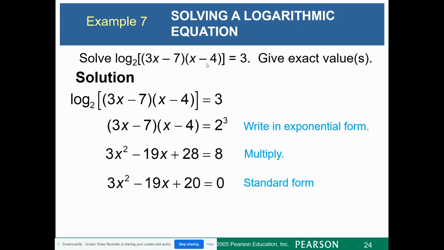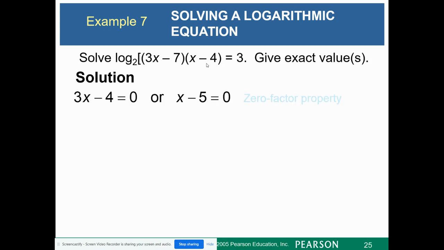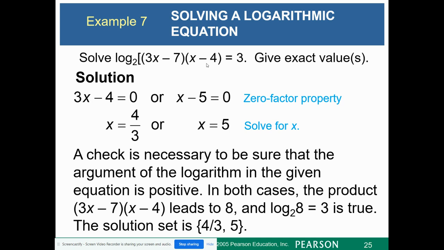Does 3x squared minus 19x plus 20 equal 0 factor? It does. 3x minus 4 and x minus 5. Set each factor equal to 0 and check your answer. You cannot take the log of a negative number. If you place 5 in place of x, will you be taking the log of a negative number? No, you won't. If you use 4/3 in place of x, will you be taking the log of a negative number? It turns out the answer is no in both cases, so we can use both 4/3 and 5.